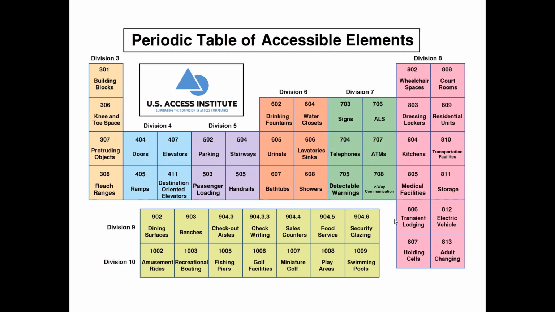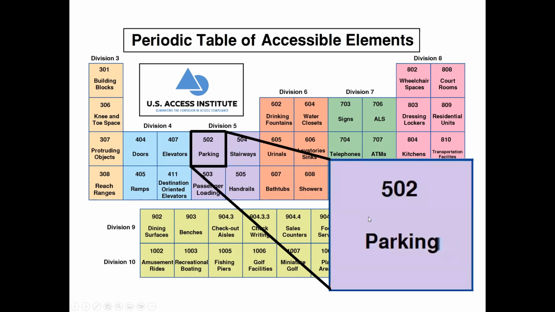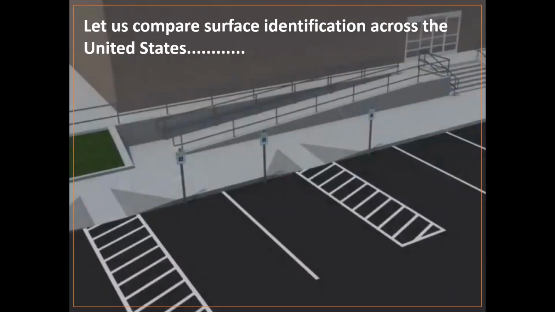First, we start with the periodic table of accessible elements. It's not a real table in the access standard sense of things, but hey, we want to make access fun. And next, we look at section 502, and that covers accessible parking space requirements. Today, we are going to explore the requirements for surface markings for those accessible parking spaces. Our first step is to compare the actual surface identification characteristics that have been implemented across the United States.